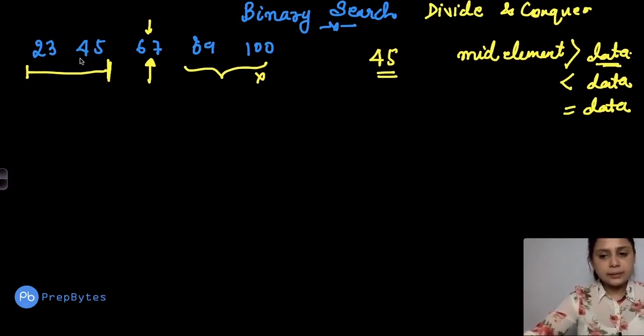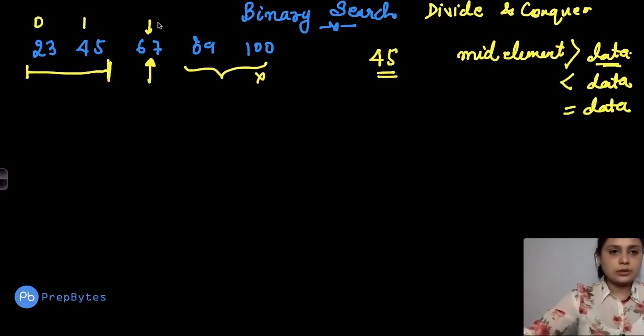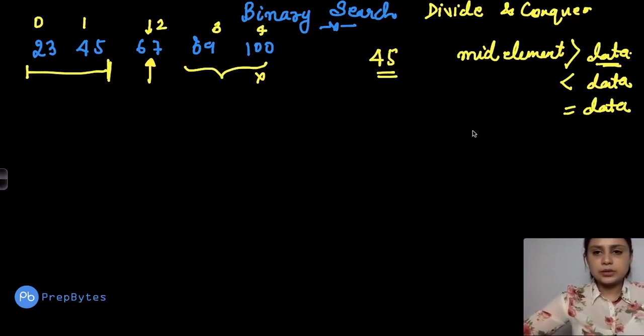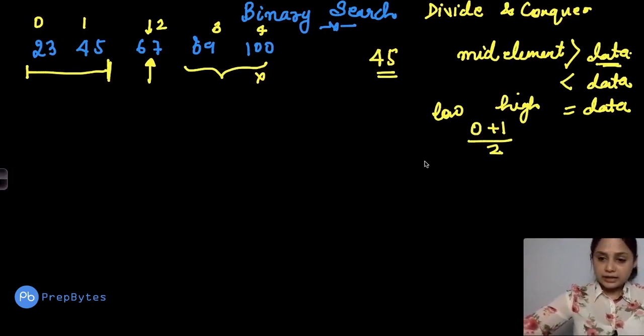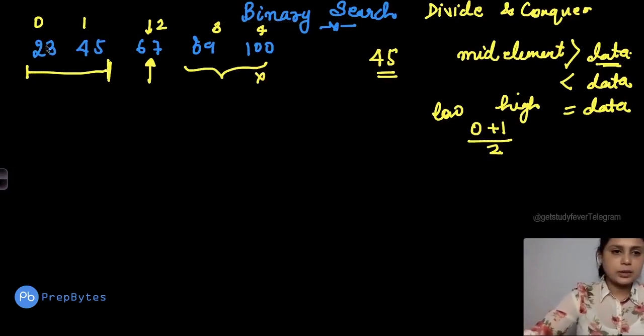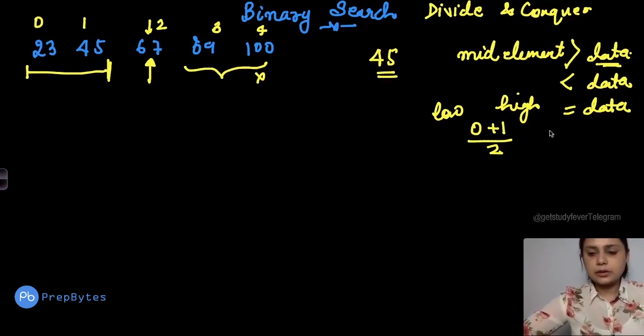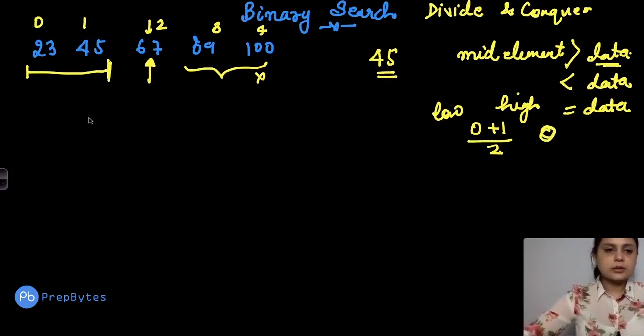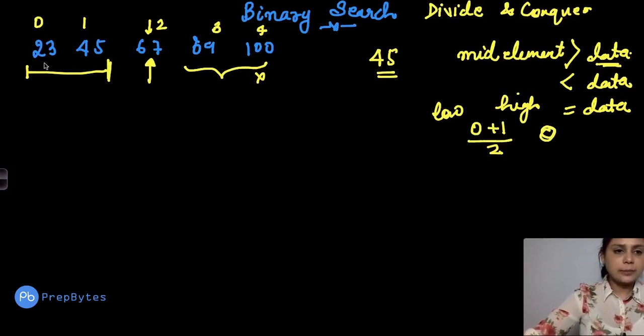So how will I calculate the mid? The indices are 0, 1, 2, 3, 4. I'll calculate the mid using the formula (low plus high) by 2. So this is low, this is high. Low is going to be 0, the starting index of the array, and high is going to be the end index. Sorry, the end is 1. So what is (0 plus 1) by 2? It's going to be 0, right? So this is my mid now.